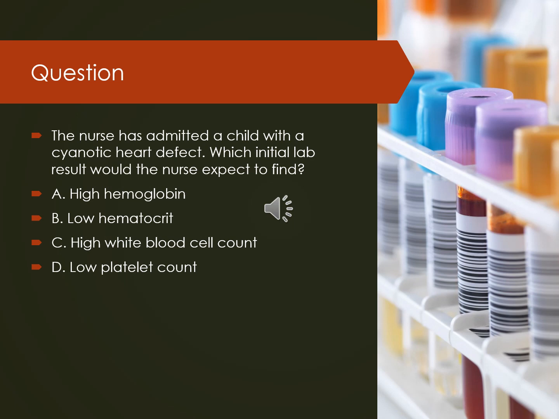All right, check out this question. The nurse has admitted a child with a cyanotic heart deficit. Which initial lab result would the nurse expect to find? That high hemoglobin, right? Because they're not getting enough oxygen, so the body's producing more hemoglobin to carry what oxygen is already in the body.